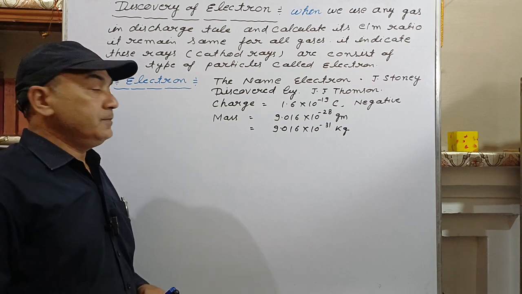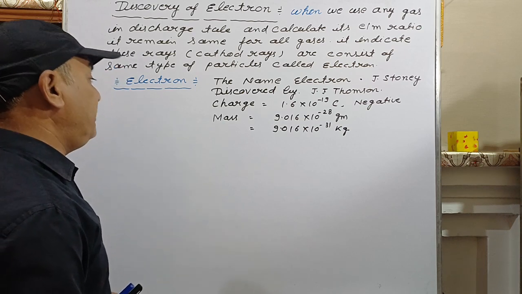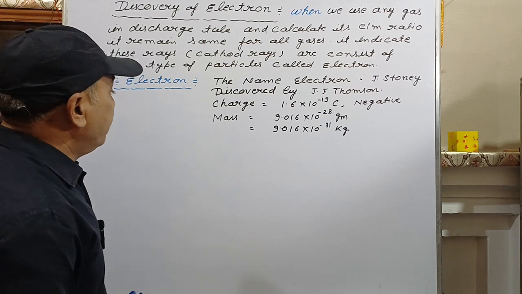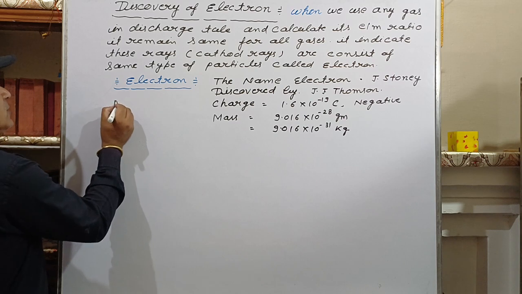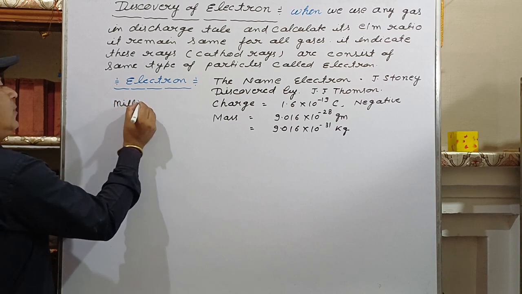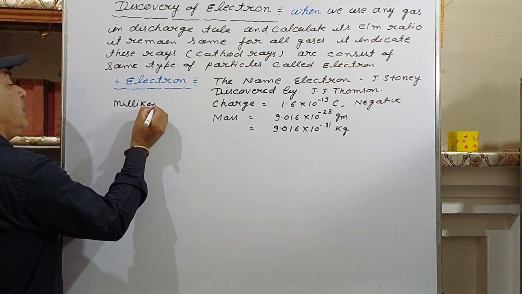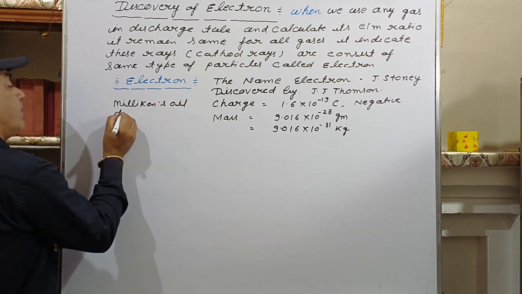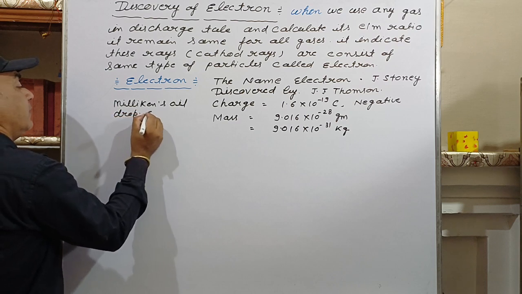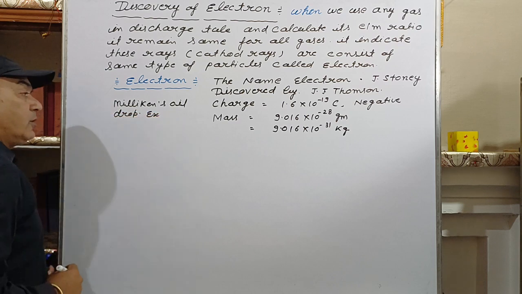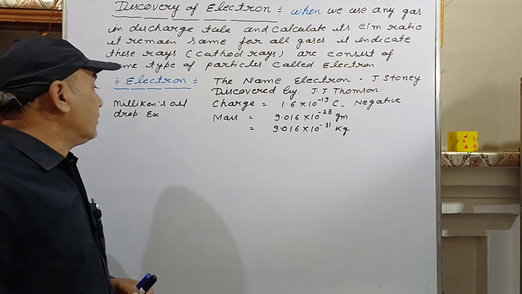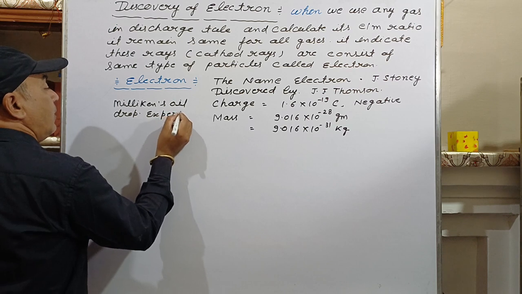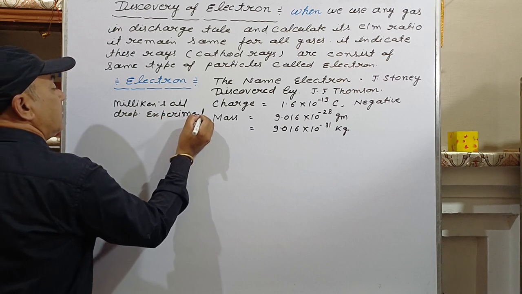Now the question is, how do we determine the charge of an electron? The charge of an electron was determined by Millikan's oil drop experiment. Millikan's oil drop experiment was used for the determination of the charge of an electron.